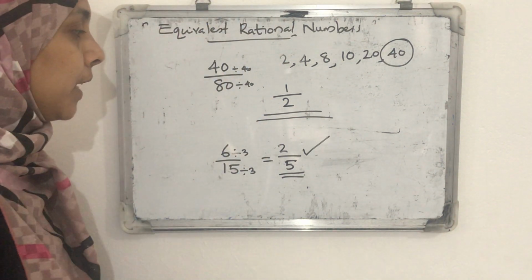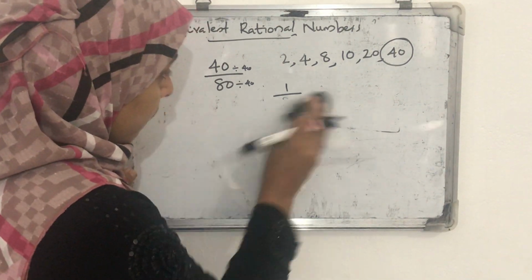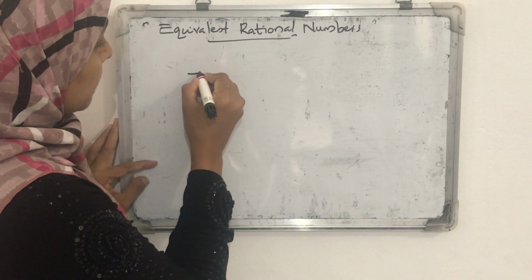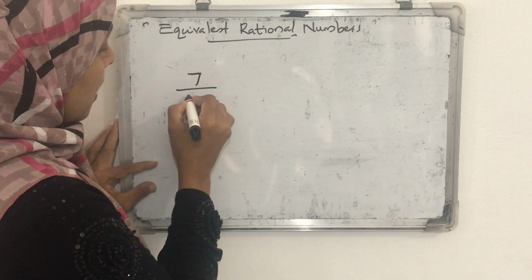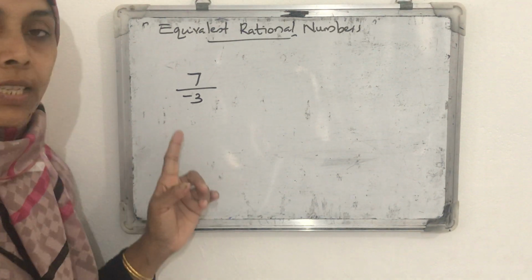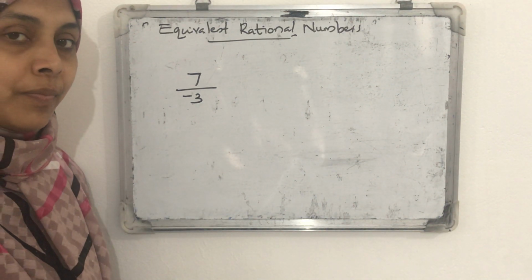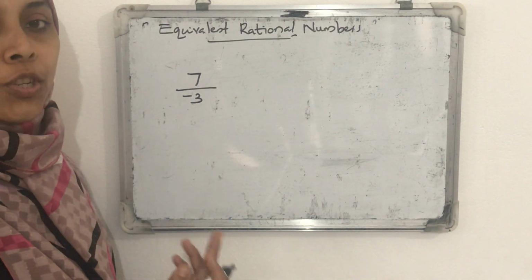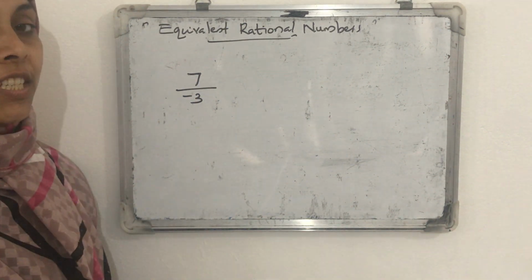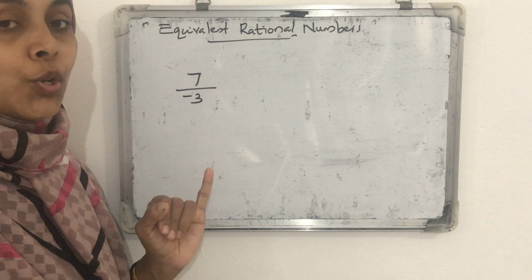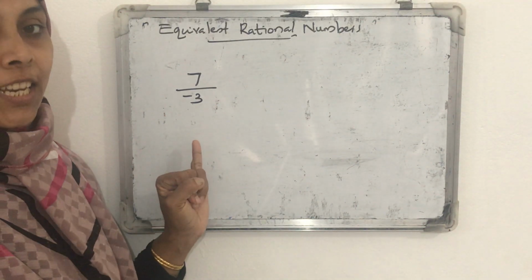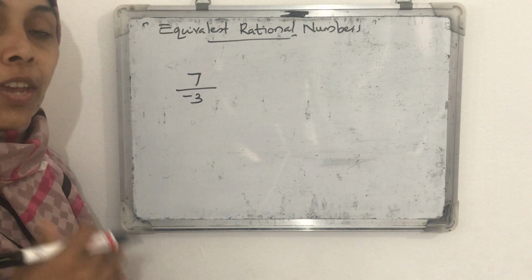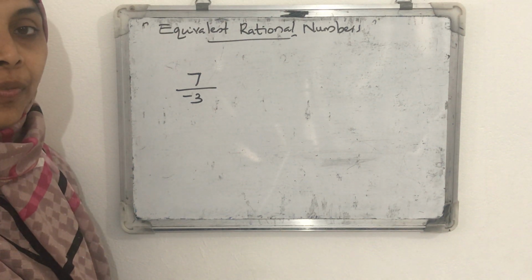Now another case. How can we find the standard form when the given rational is minus 7 by minus 3? Is it standard form or not? First you check, do they have any common factors? No common factors for 7 and 3. But one more condition is that the denominator should be positive, and here it is negative. So this given rational is not standard form. How can we convert it into standard form?